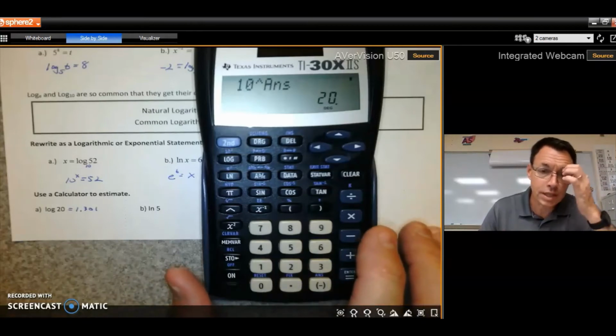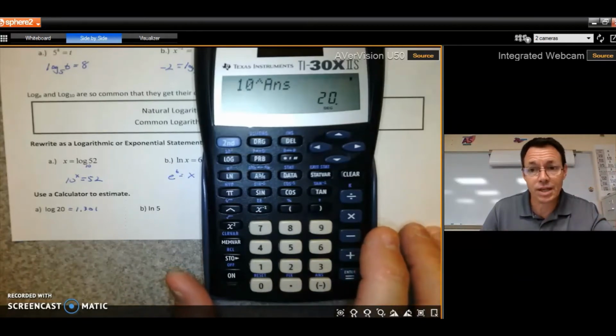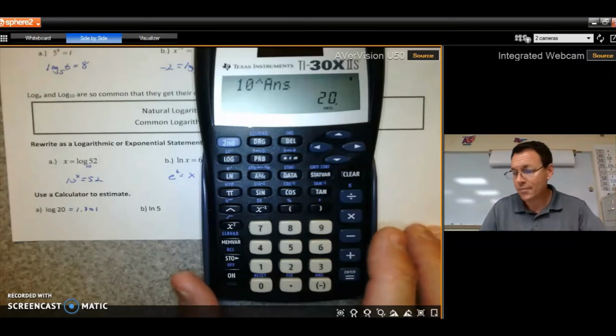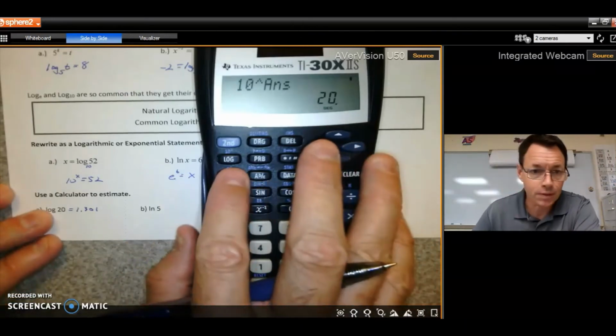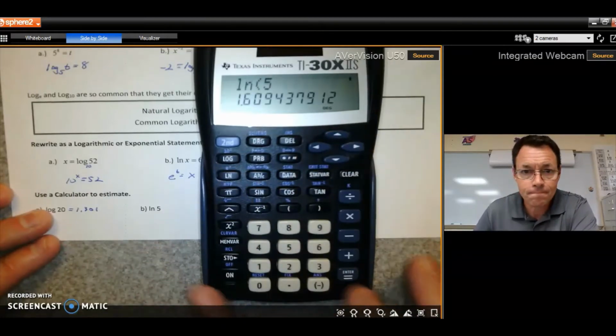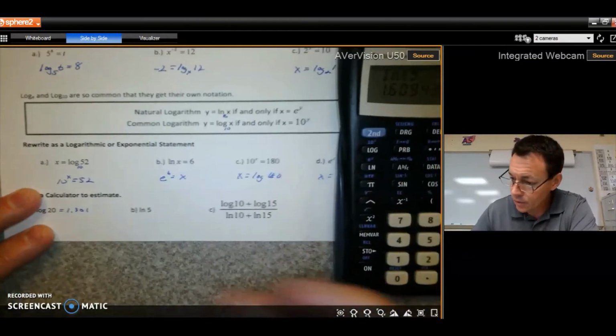For B, what's the natural log of 5? Now this one we're going to have a hard time thinking through because natural log is that e. So that's 2.718. What is the exponent that we're going to raise 2.718 to get 5 as an answer? But we don't have to do that. We're just plugging it in our calculator. Natural log of 5, 1.609. Looks good to me.